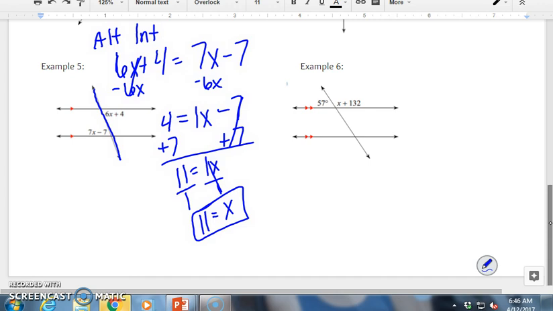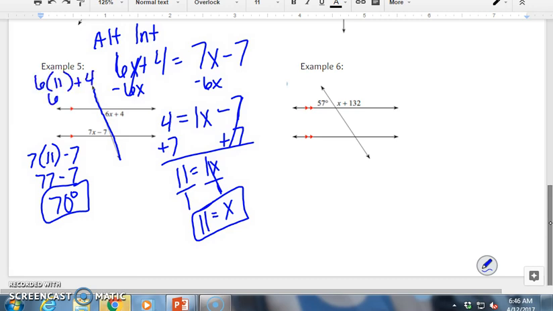Guys, we should be really, really good at all of these problems because we've been solving equations since September, okay? So that's why I'm kind of rushing through the solving part. So 7 times 11 is 77. Minus 7 is 70 degrees. And then we plug it into the other one. 6 times 11 is 66. Plus 4 is 70 degrees. Remember, they equal each other.